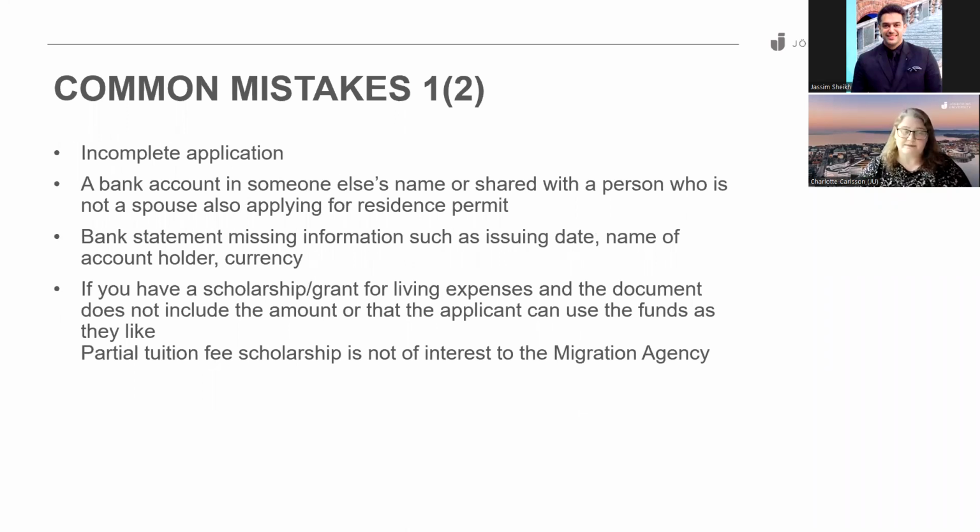Another list of common mistakes, again, incomplete application. So make sure you have everything when you start your application. Another mistake is that the bank account is in someone else's name, or it's shared with a person who's not a spouse who's also applying for a residence permit to come with you. So the bank account, if you're over 18, must be in your name and your name only.